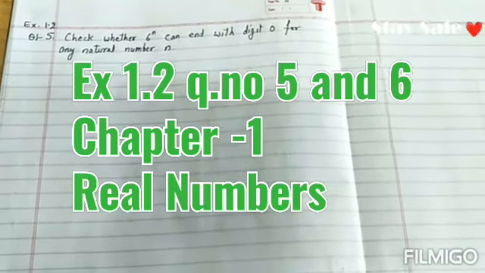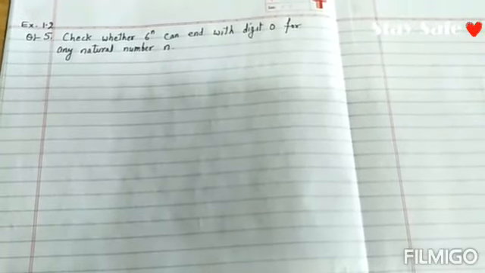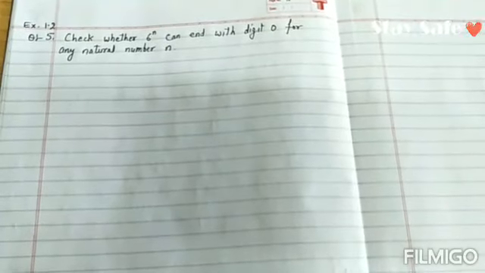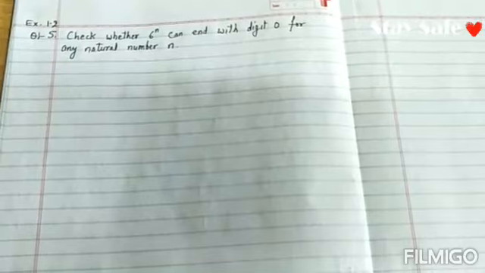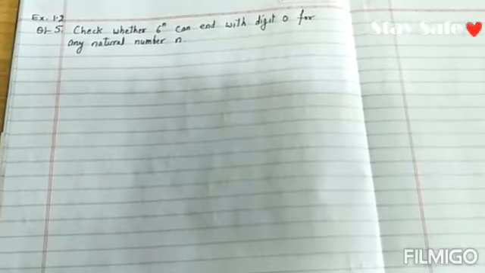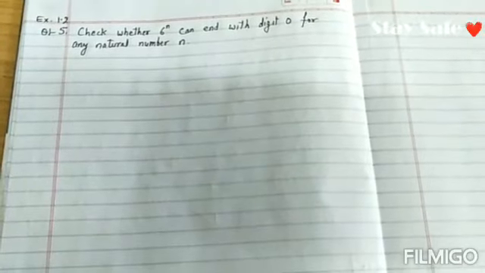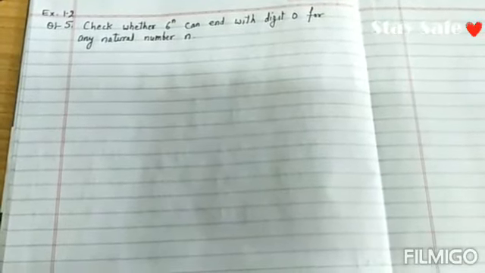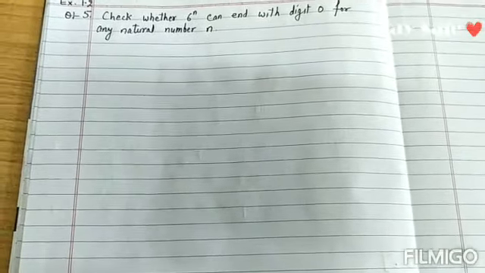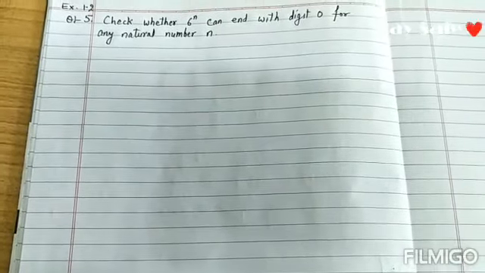The next question that I am going to solve here is from exercise 1.2, question number 5. Check whether 6 raised to power n can end with digit 0 for any natural number n. So, how we have to solve this question? First of all, which number ends with digit 0? Think about that. The numbers like 10, 20, 30, 40, 220, 250, 240, all these numbers end with digit 0 at unit place, right?